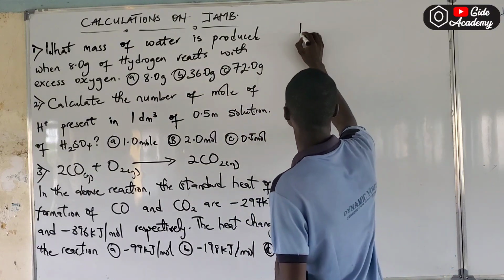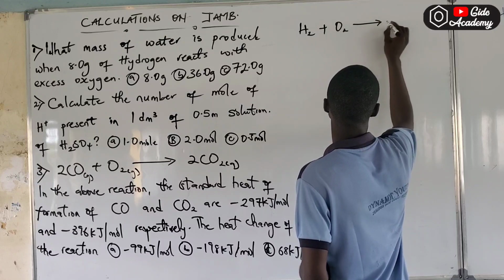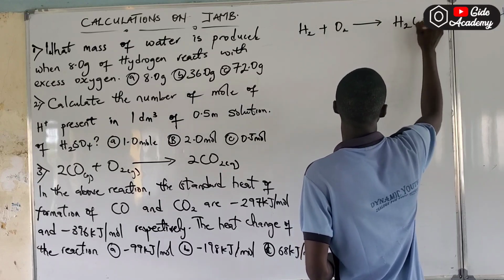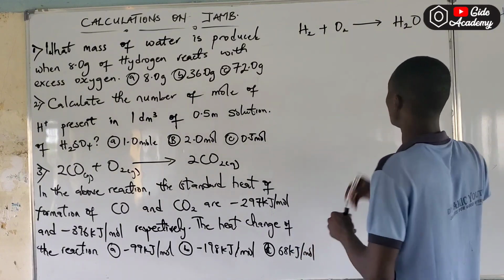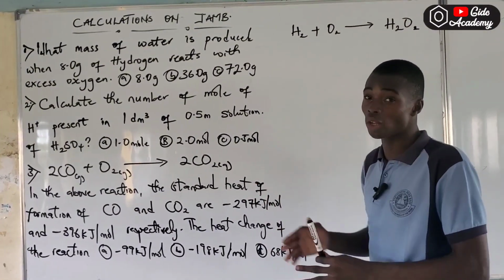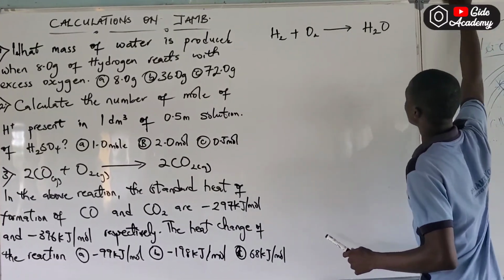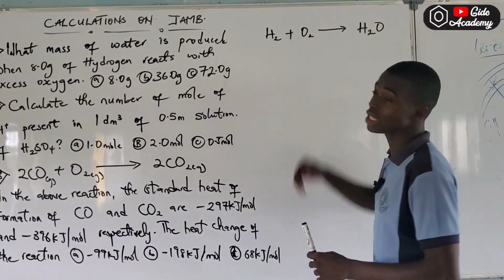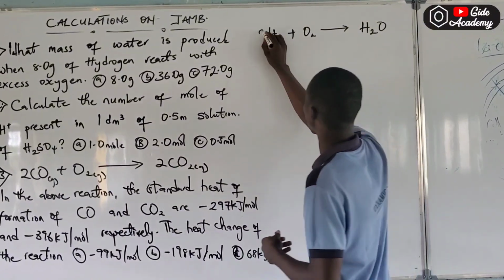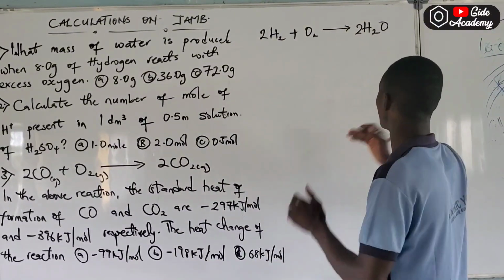So I'll have hydrogen reacting with oxygen to give us H2O. But if you write it like this, it is going to give you hydrogen peroxide, and this is not what we are looking for. We are looking for water. So for me to make sure this equation is balanced, I'm going to put a 2 here, but with this it's still not balanced. I'll place a 2 here as well, for me to get a balanced chemical equation of water.